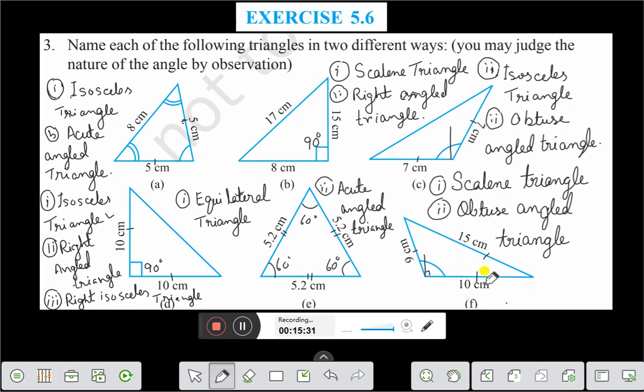Now question number F. Question number F, you see that this is 10, this is 9, this is 15, that all the sides of the triangle are different, therefore it is known as scalene triangle, right. And you see that this angle, if you observe, is greater than 90 degree, therefore you can say it as obtuse angle triangle, right.